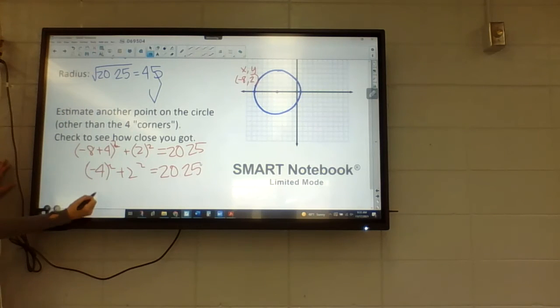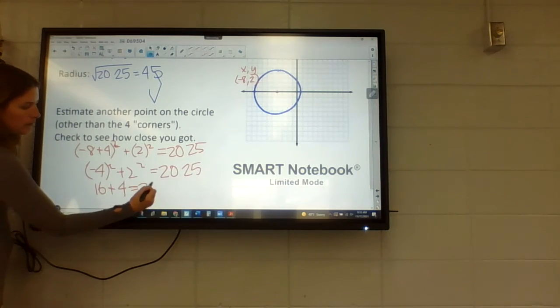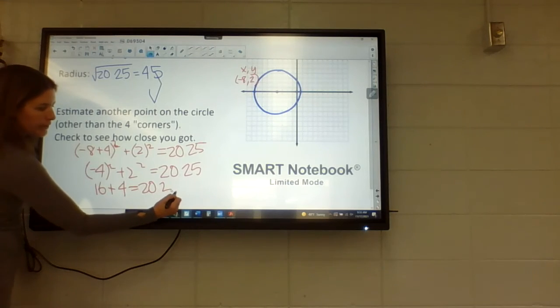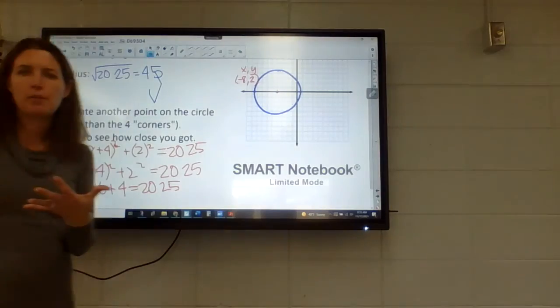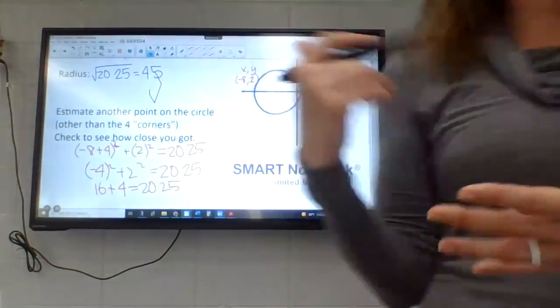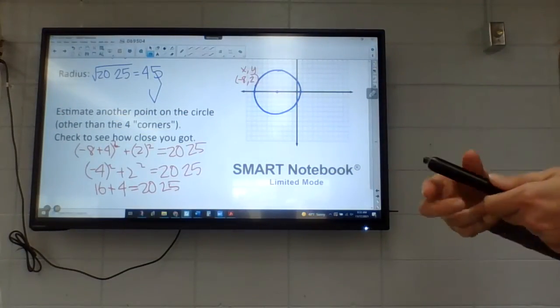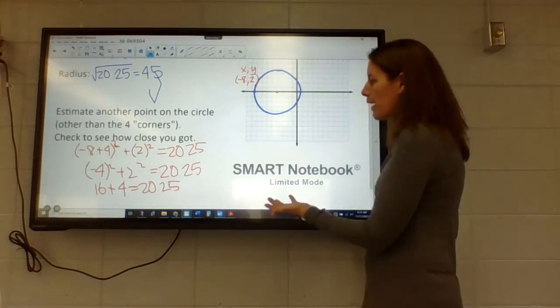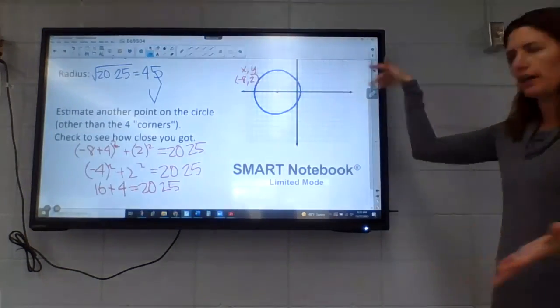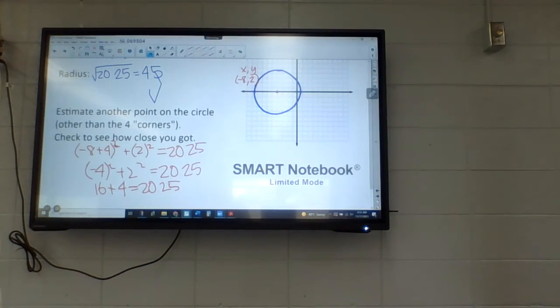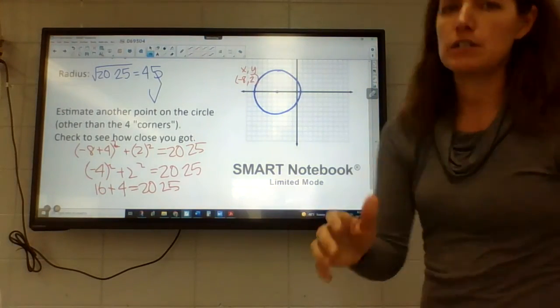So this ends up being 16, this is 4. So we're within 0.25. So 20 equals 20.25. We're pretty close. Our circle's probably drawn pretty well then. Like if we were way off, like if this was like 5, I would hope we'd question, is our circle drawn correctly? So that's what you guys needed to do for that part.